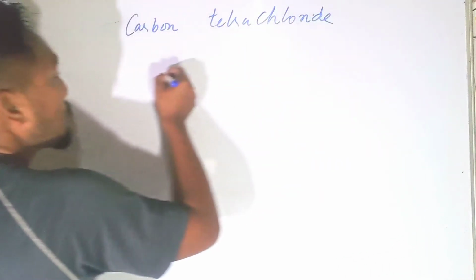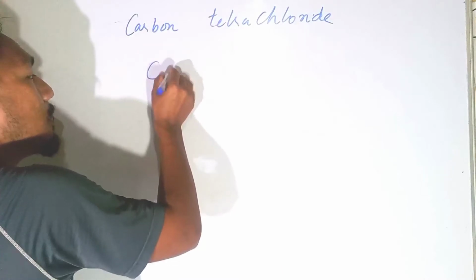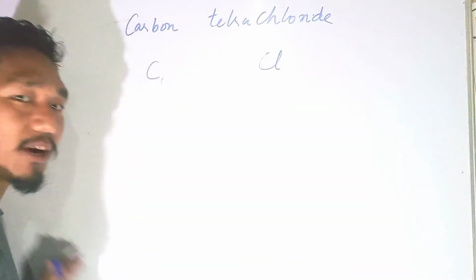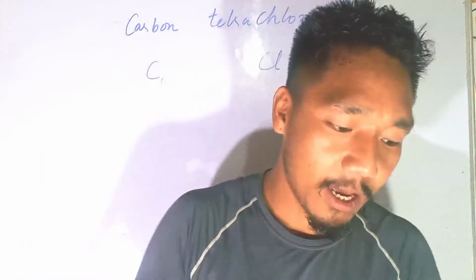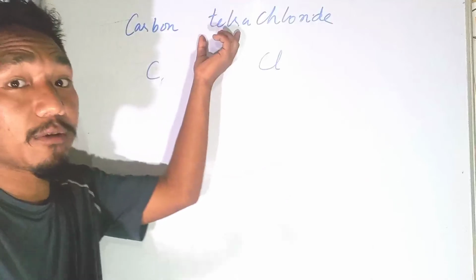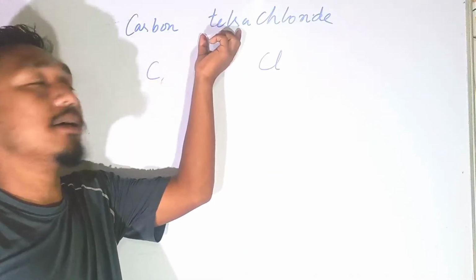So, carbon is what? Carbon is C, chloride is Cl. Tetra is just a numerical number. Tetra means it is 4.